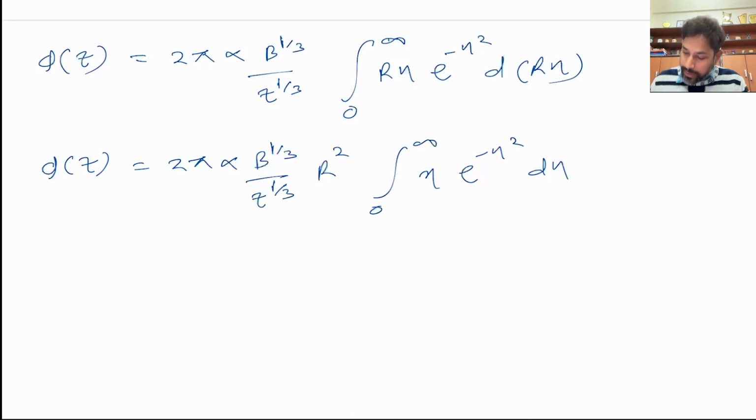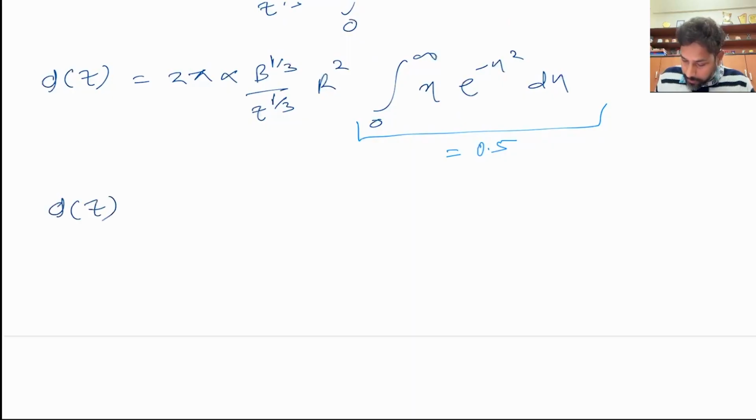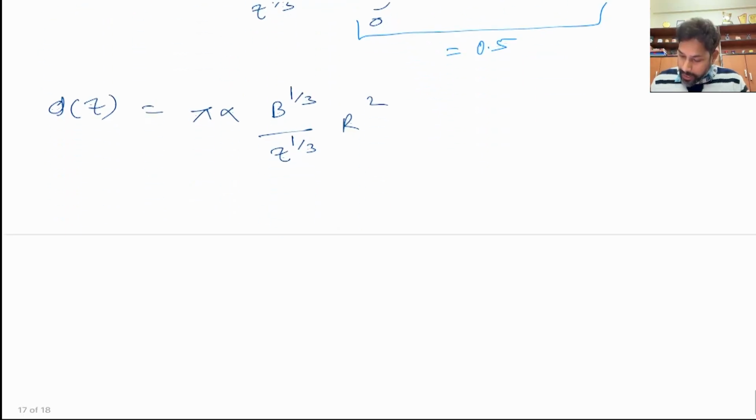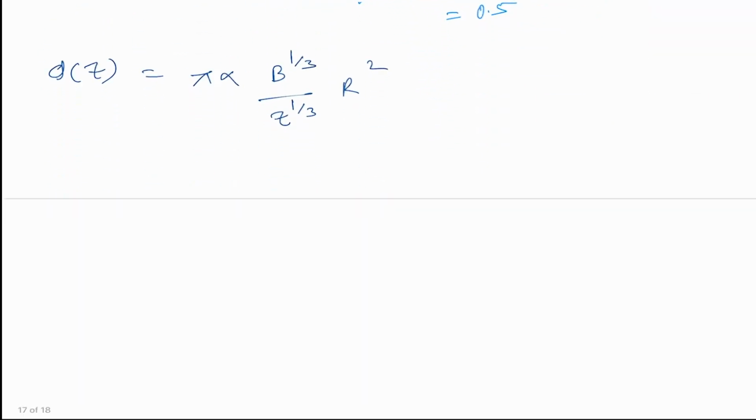And now if you integrate this particular term, okay, that is eta e to the power minus eta square d eta, this will give you a value equal to 0.5. So this has a fixed value that is equal to 0.5. Okay, so if we do that, this 0.5 cancels with 2, so this becomes pi alpha b to the power 1 by 3 z to the power 1 by 3 R square. Okay, now this R square that we have is the radius of the plume.